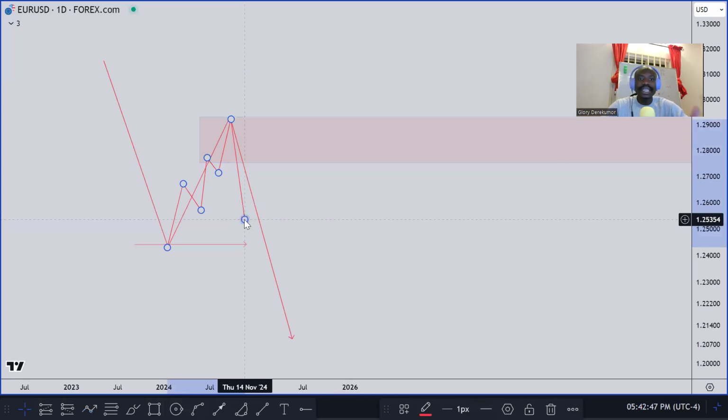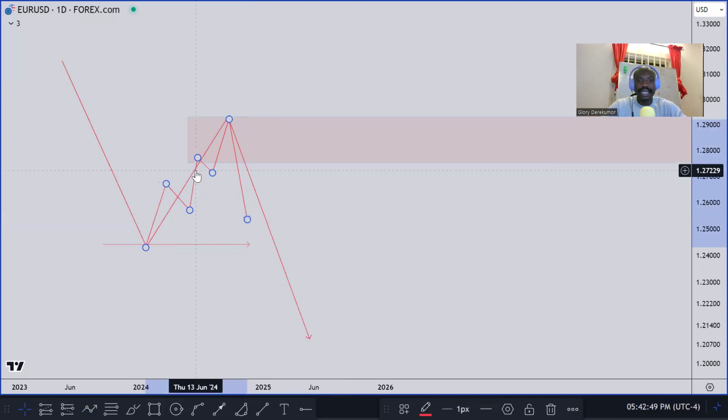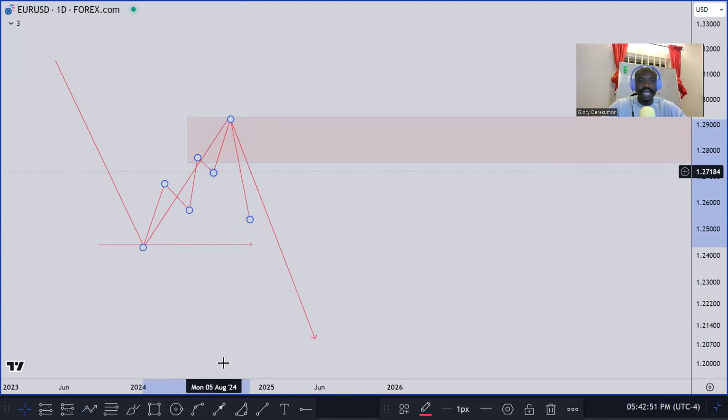So based on the structure of the pullback leg, this area here becomes a breaker level. Okay, this area here becomes a breaker level because, of course, if the internal structure was to continue, then we would have had a reaction from this level here and continuation to the upside. But this level here was broken. So as soon as this level here was broken, we had a breaker level, okay?